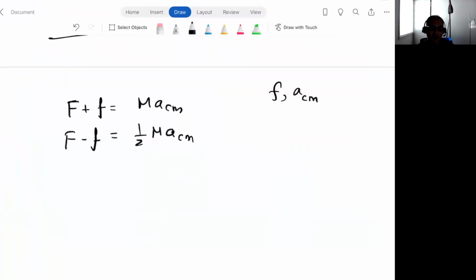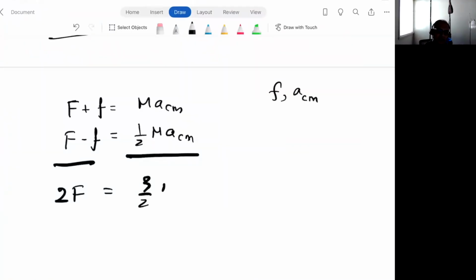All right, so what's the easiest way to solve them? Well, I noticed that there is a plus f in the first equation and a minus f in the second equation. That suggests that if I just add up these equations, then the f's will just cancel out. So let's try that. This is called the method of elimination. So 2f is equal to 3/2 m ACM, right?